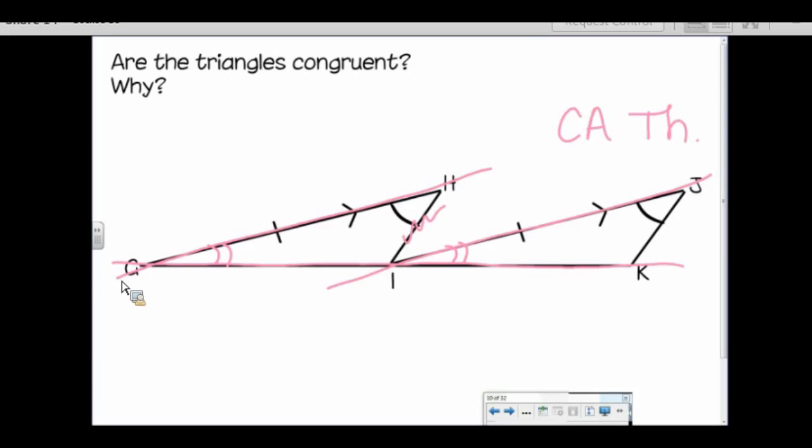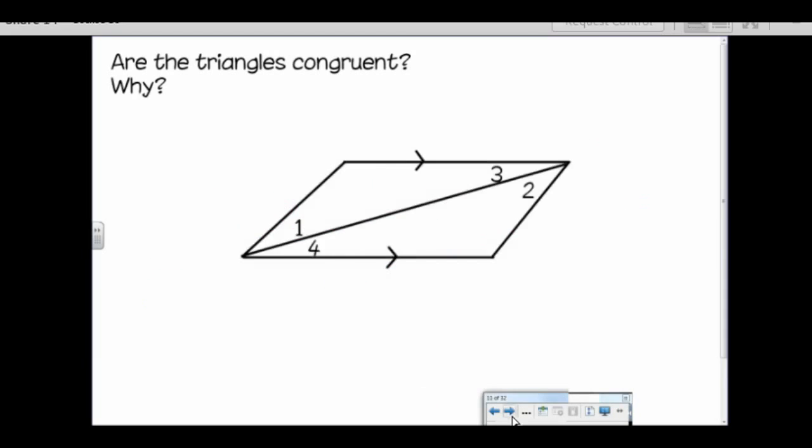I cannot mark anything else. This one is not parallel to this one, so I'm not going to mark any angles where those lines hit the transversal, so be careful. I wouldn't mark anything else anyway because I have enough information. I'm done. I have enough information, and so it's angle, side, angle. Done. You don't keep looking for more things. You stop right there. Next one. Try this one.